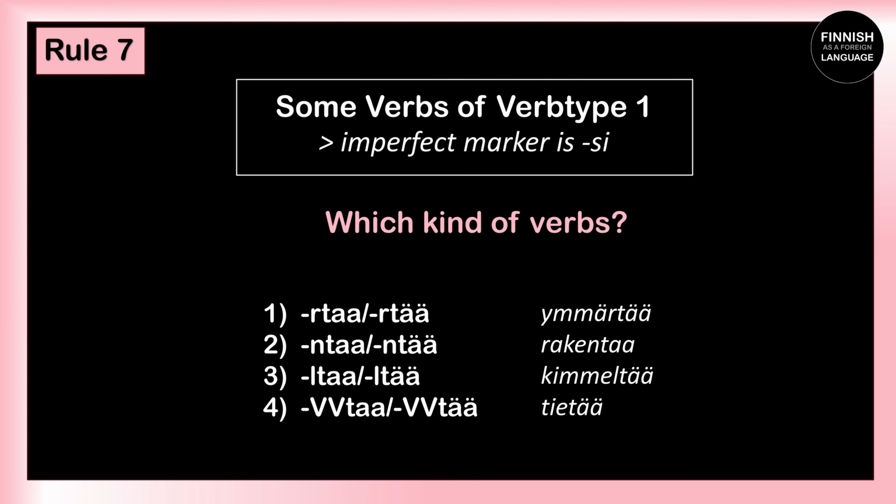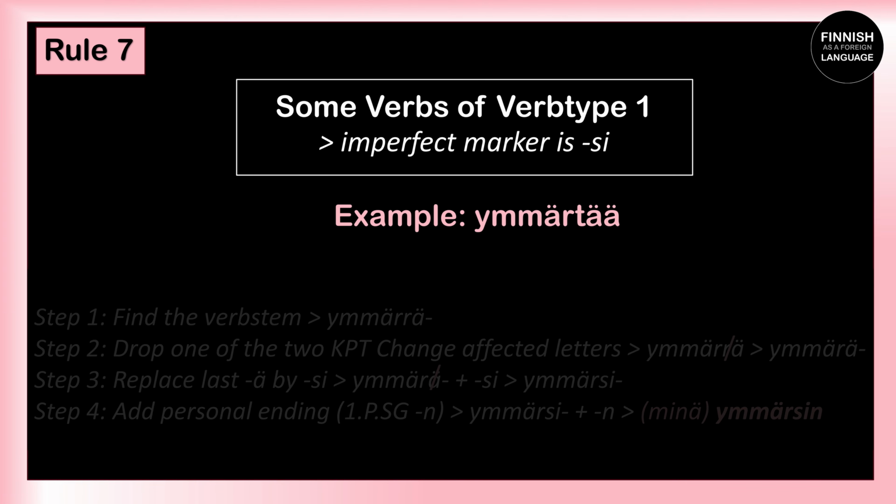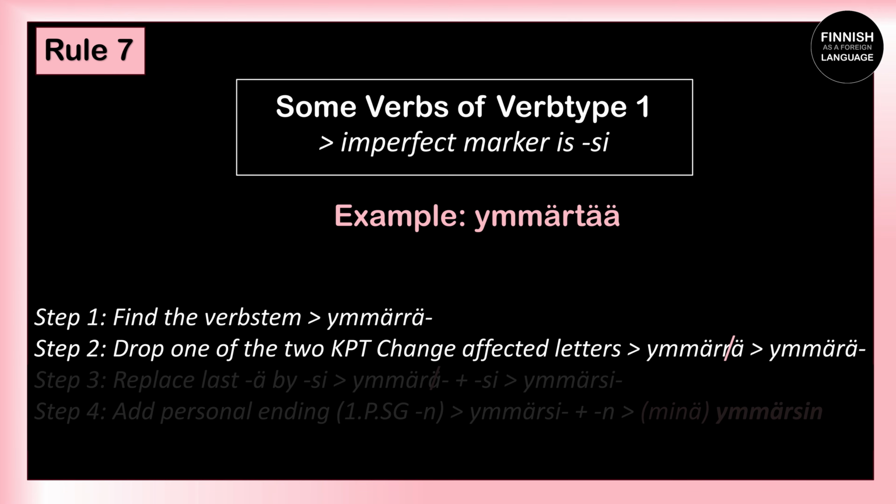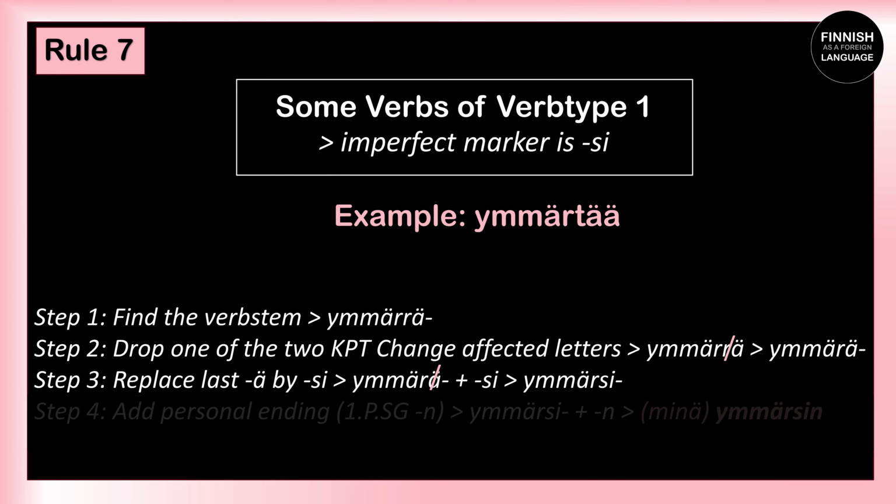So let's see how it works for each of them when we want to put them into the past tense. Let's begin with ymmärtää, which means to understand. The first step is to find the verb stem, which is ymmärrä. Now in the second step, we have to drop one of the two KPT change affected letters. What does it mean? When we look at the infinitive, which is ymmärtää, the rt changes to a double r. And now we have to drop one of these double r's. So that means we remain with ymmärä with one r. Now in the next step, we have to replace the last ä by si. So that means we have ymmär plus si is ymmärsi.